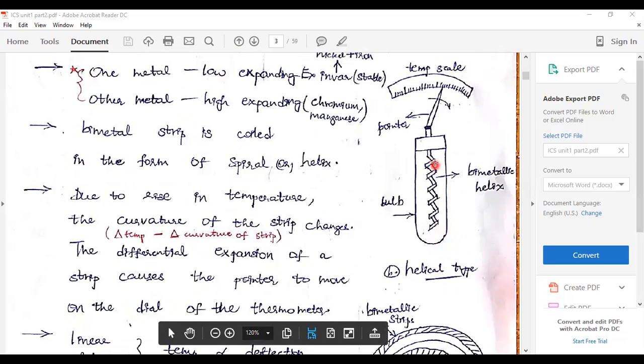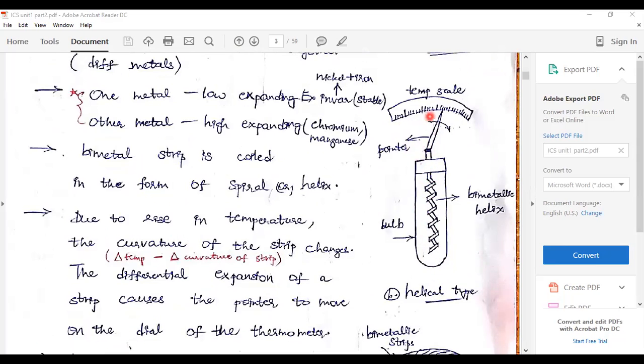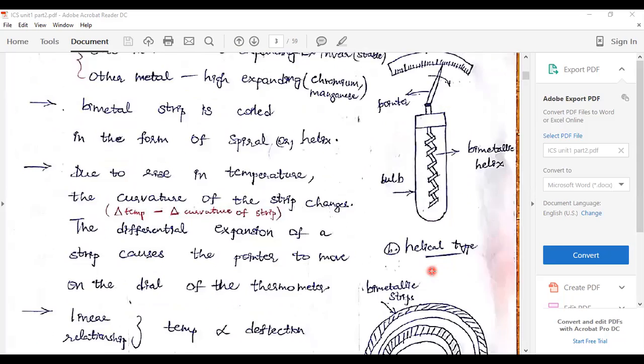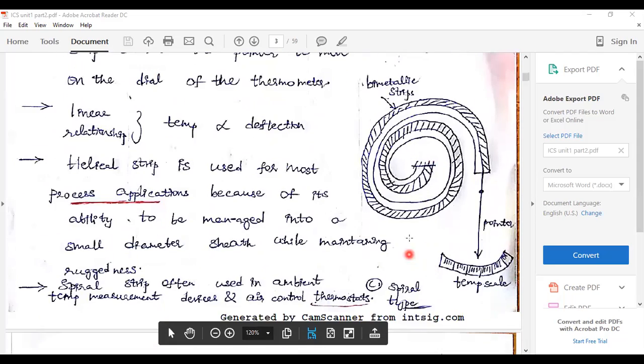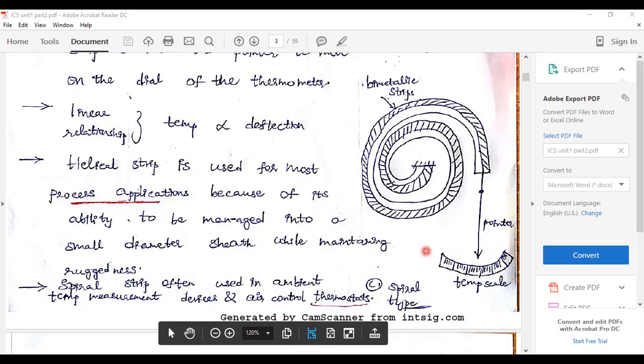Helical type. This is the bulb, and this is the bimetallic helical strip, and the other end is connected to the pointer. Upon the pointer and scale, we can measure the temperature. This is the spiral type of bimetallic strip. Another end is connected to the pointer, and we can measure the temperature. This is another type of thermometer.